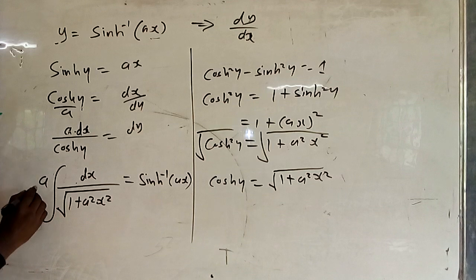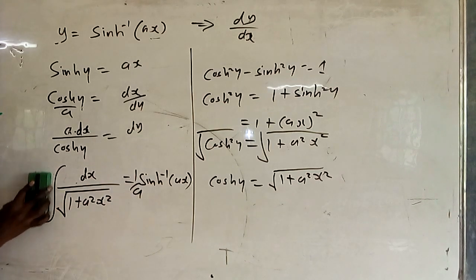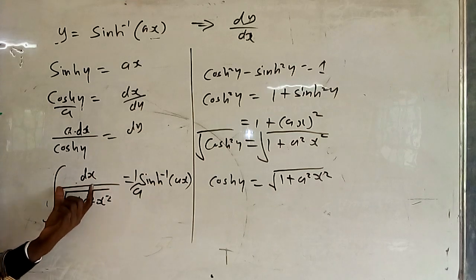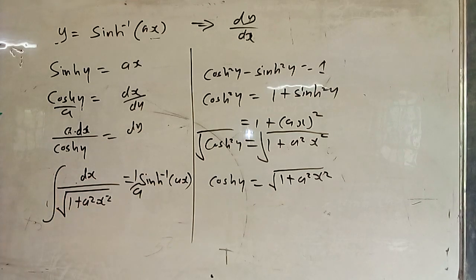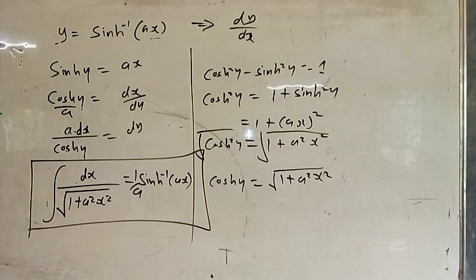So of course you can divide both sides of the equation by a. So what do you get? If you integrate dx over square root of 1 plus a squared x squared, then you are supposed to get 1 over a sec inverse of ax, of course, plus your c. Have you seen that? So integrating 1 over square root of 1 plus a squared x squared, that is what you are supposed to get.